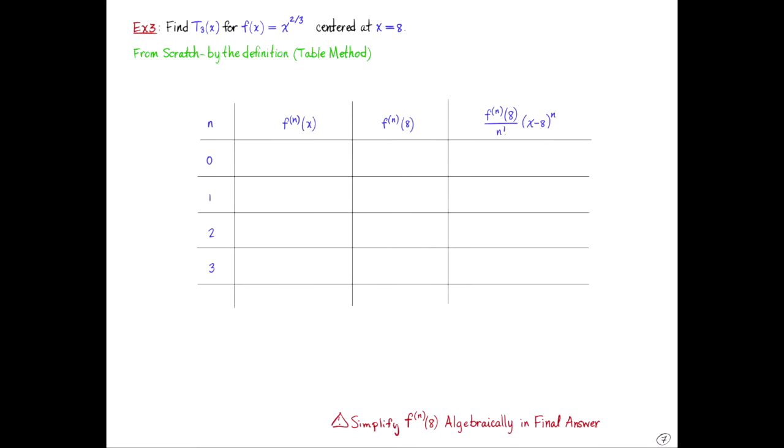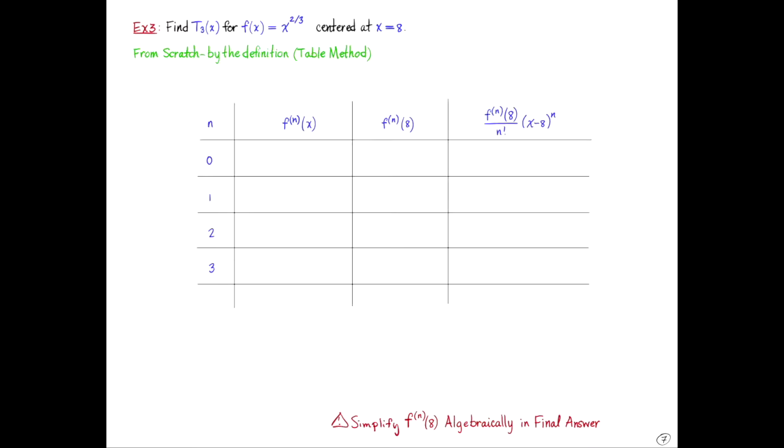We're looking for the third-degree Taylor polynomial for f of x equal to x to the 2/3 centered at x equal to 8. Now, I wrote on the problem that we want to do this from scratch using the definition, or the table method as we like to call it. But what if I hadn't written that down on the problem? How would we know that this was the correct approach?